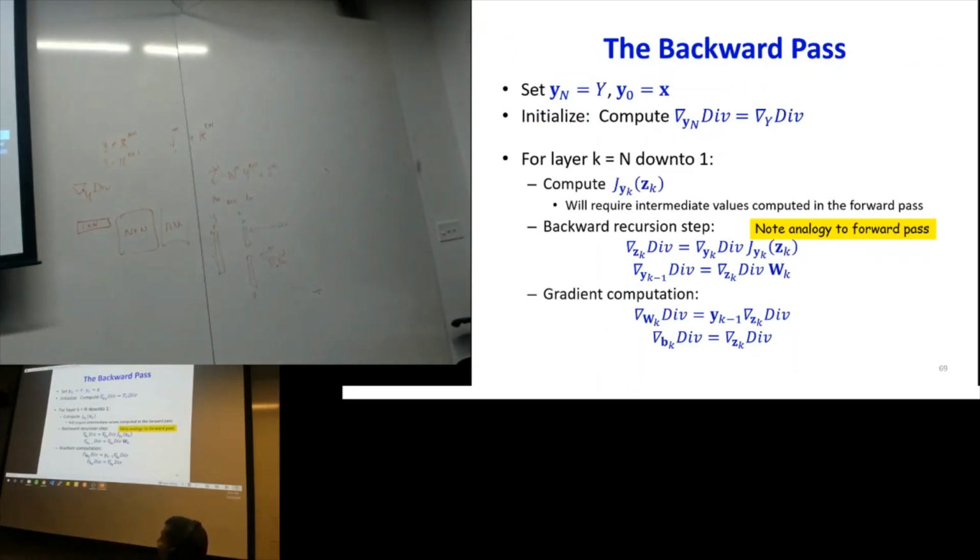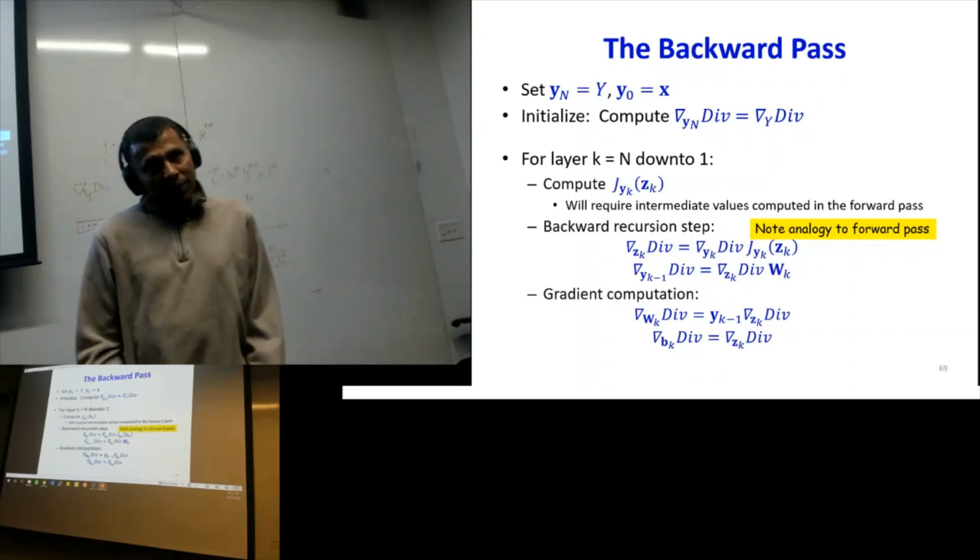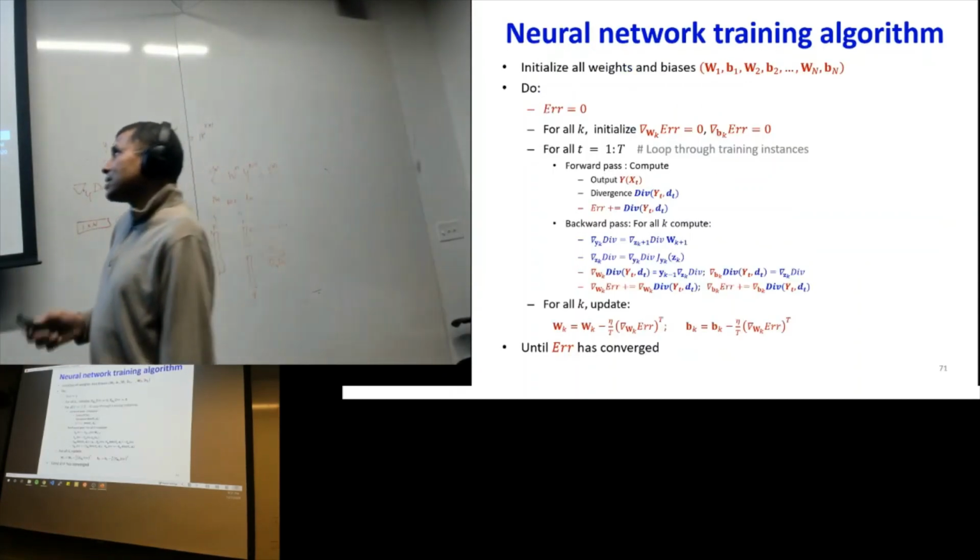Here, when you're going back, you're computing the derivative of the divergence with respect to y as a linear combination of the derivatives from the next layer, and you're computing the derivative with respect to the affine combinations by employing the Jacobian, which is the equivalent of the activations going forward. So the code would look very, very similar.